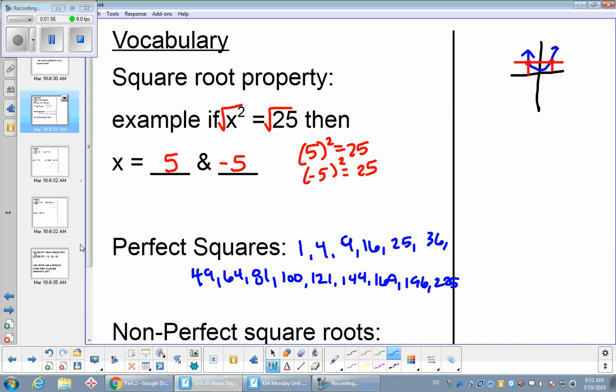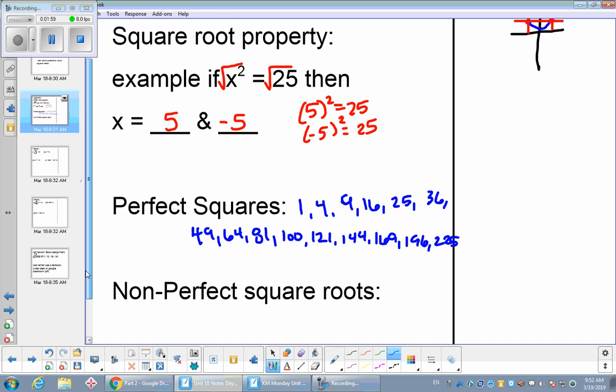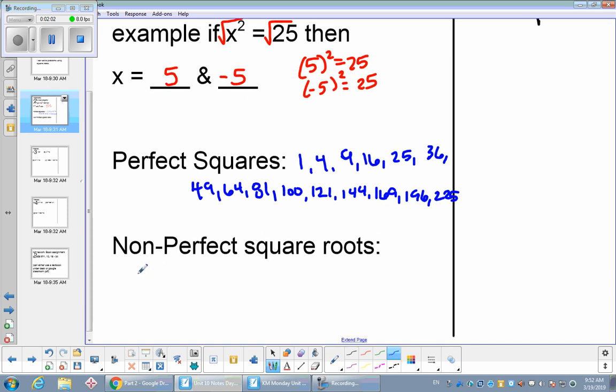So the goal is that if we have perfect squares, we should always get nice numbers. If we have non-perfect squares, let's say we have something like x squared equals 31, all we do is we square root both sides, just like we did up top with 25. But instead of writing 5 and negative 5, we just get a positive and a negative root 31. So we just leave it under the square root.